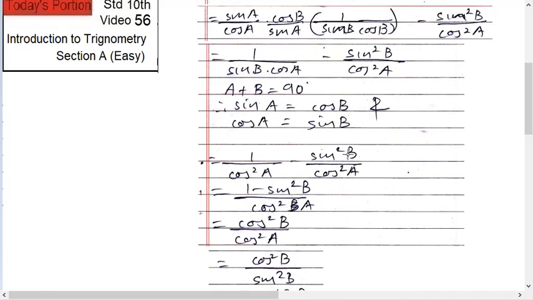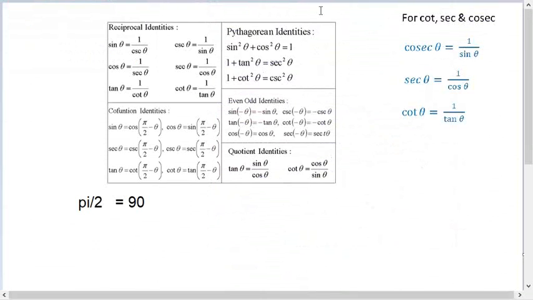This sin square b upon cos square a. Okay. Now this denominator is cos square a. So it becomes equal to 1 minus sin square b upon cos square a. Right? Now 1 minus sin square b is what? Cos square b. How? See this.